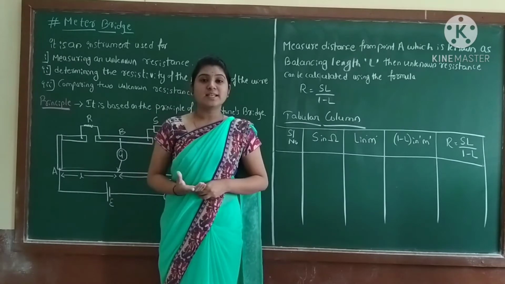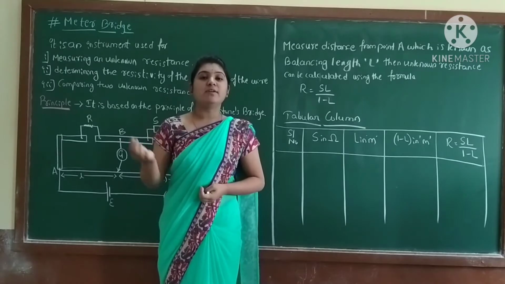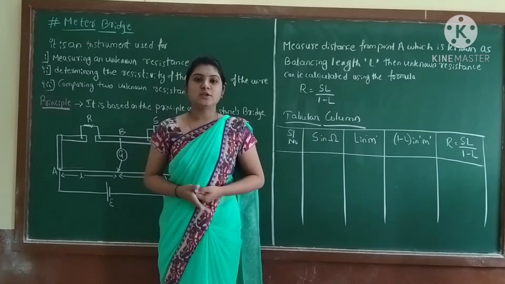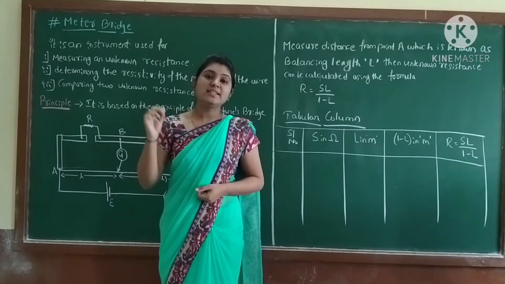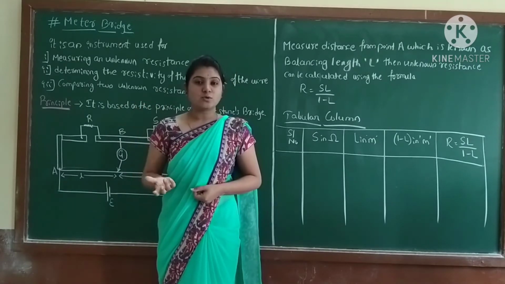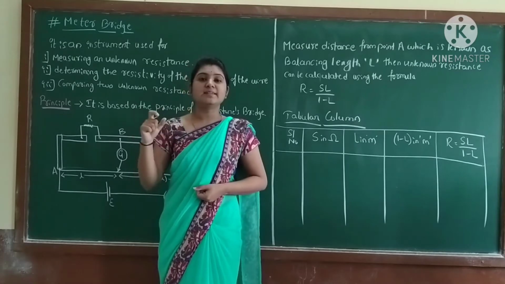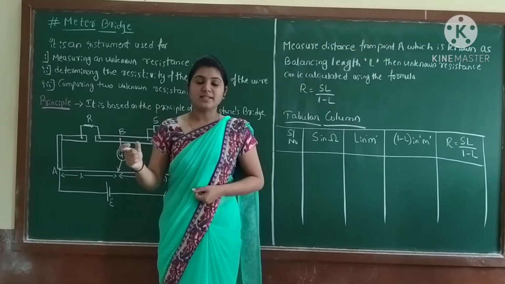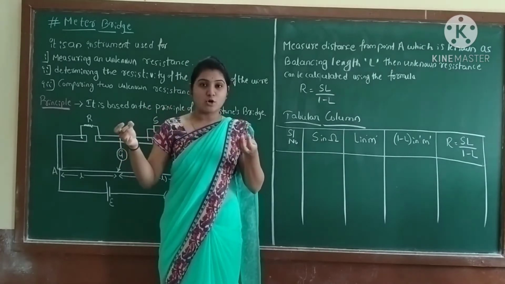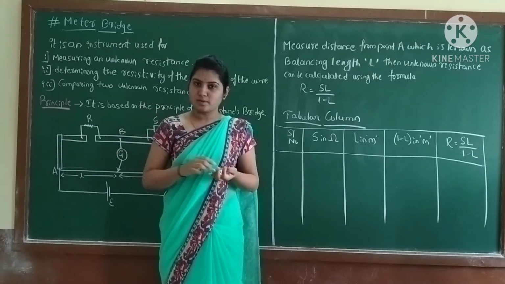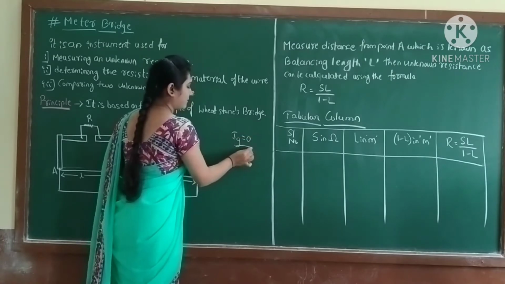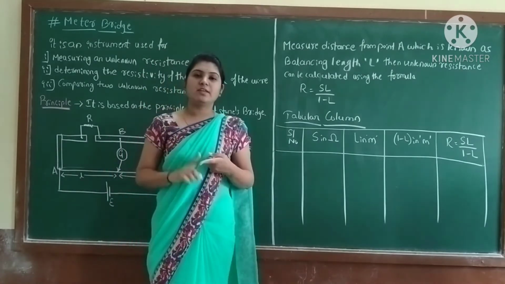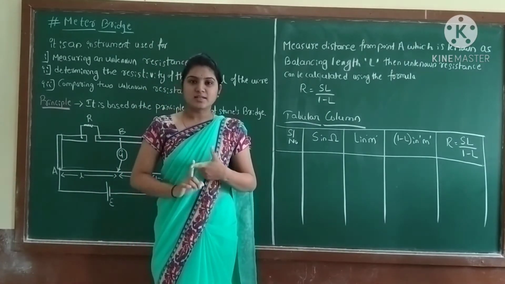What is that? Making the galvanometer current zero. Nothing but making the galvanometer show zero deflection. That is what we call the balanced condition. That is, the current through the galvanometer will be zero. Ig is equal to 0. Just remember, this is what we call the balanced condition.